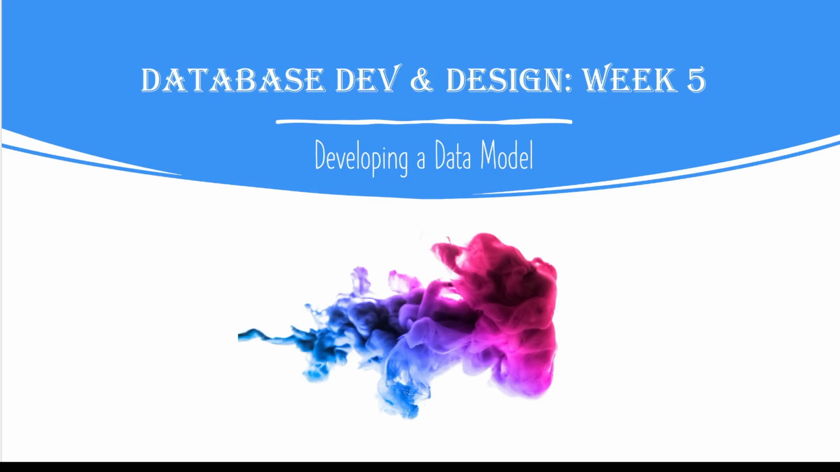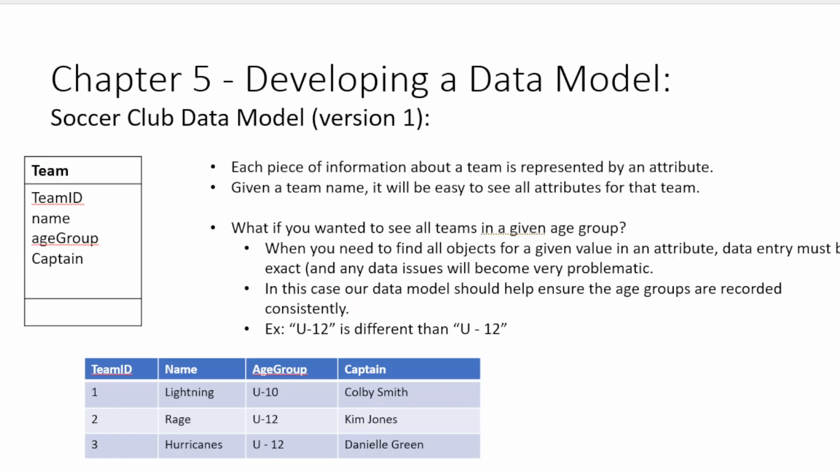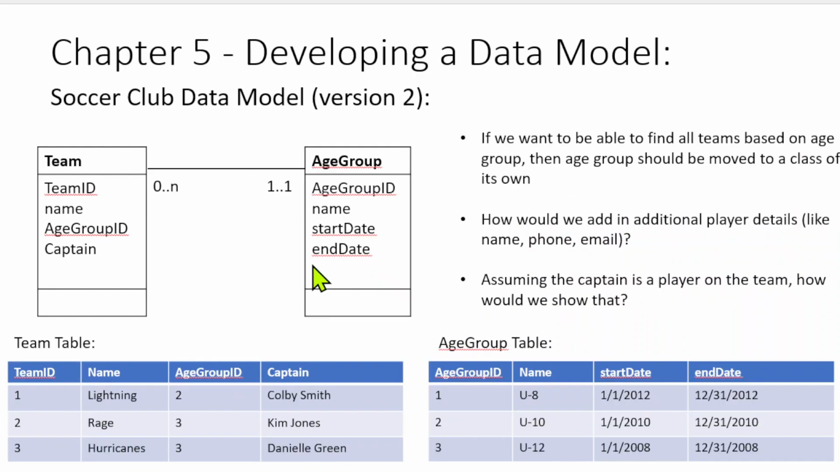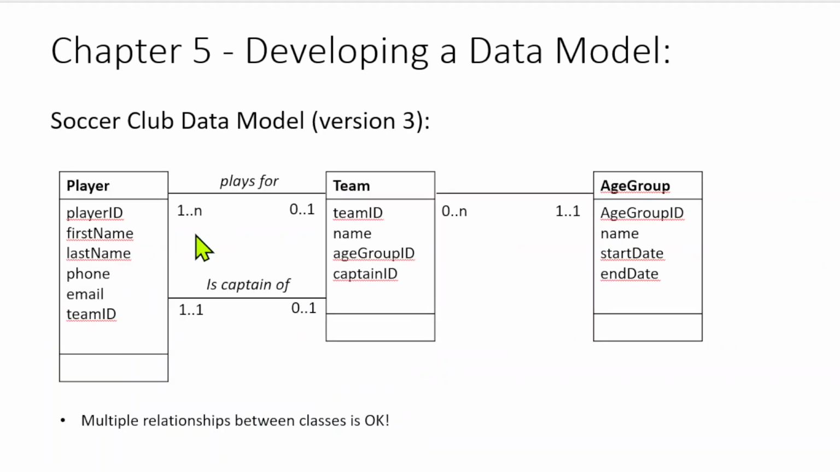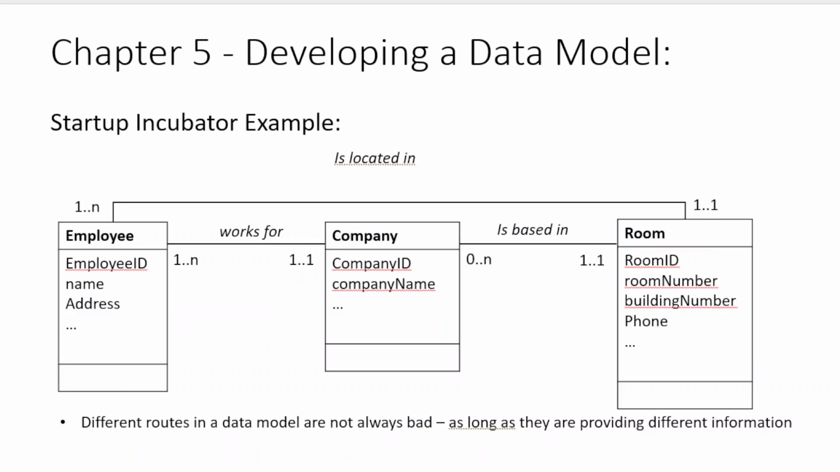All right, so that wraps up the look at week 5, developing the data model and design. I really want you to go back and think about some of the problems we solved. We solved the repeating misspelling with the U2 by creating a different group. We were able to add additional information, and we were able to fix the captain issue by adding a second relationship between two classes. We looked at using multiple routes and showed, like in this case, it doesn't always make sense because I can infer an employee's room through the company.